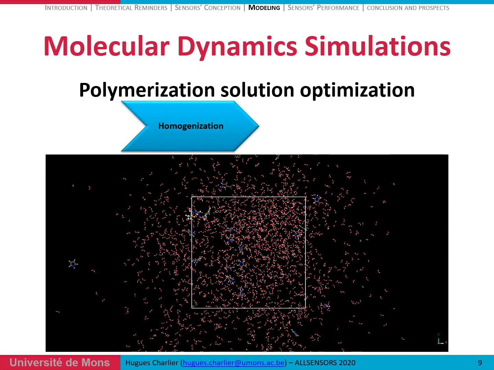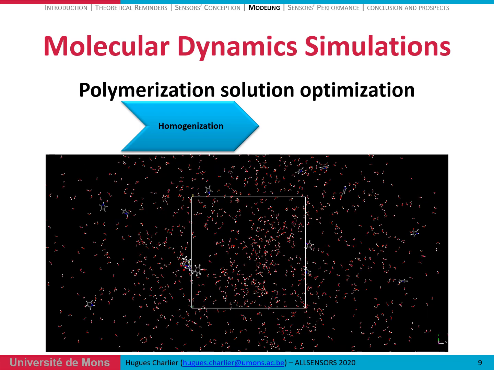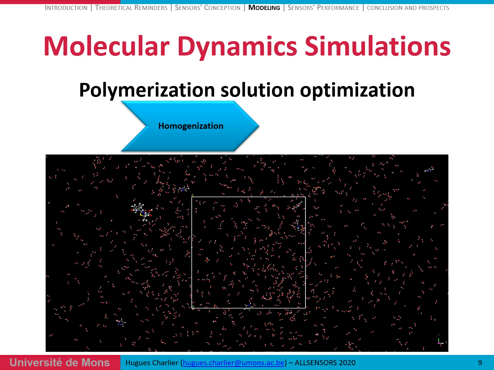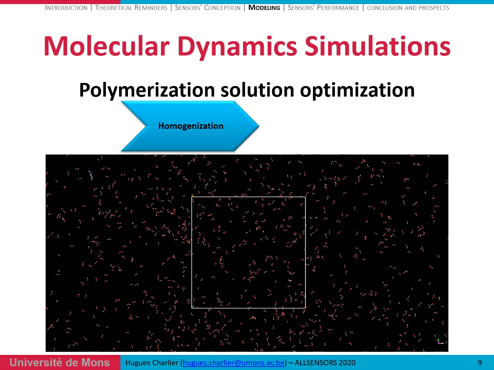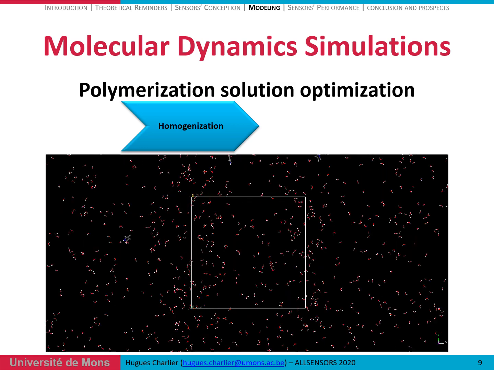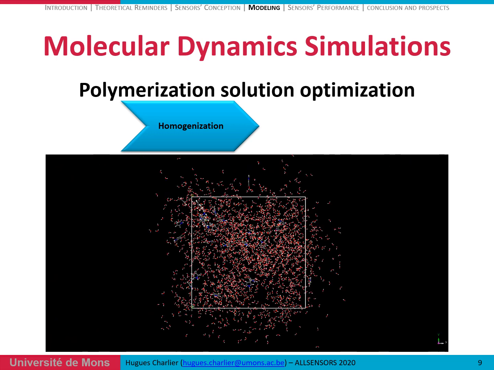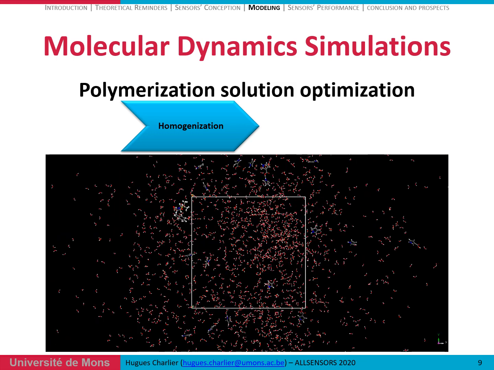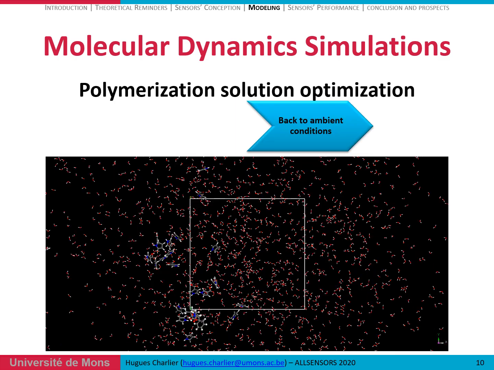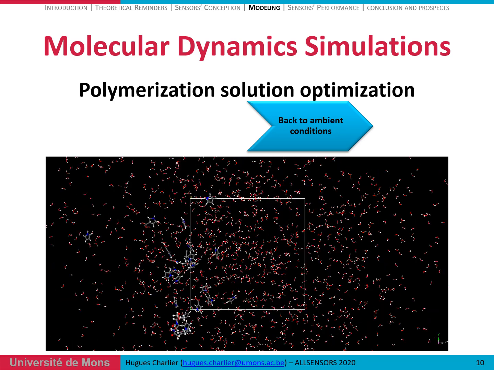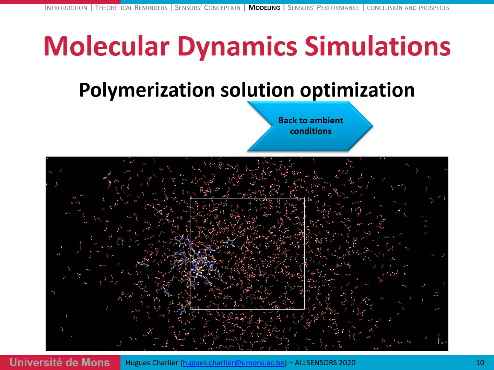To ensure that we have a good homogenization, with Materials Studio the simplest way is to perform an increase of the temperature with an open system where we don't control the pressure. Here, that is done with an increase of the temperature up to 500 Kelvin to ensure that the molecules are free to move around and homogenize the solution. After a few moments at this high temperature condition, it's time to get back to ambient conditions, which is 300 Kelvin and atmospheric pressure.